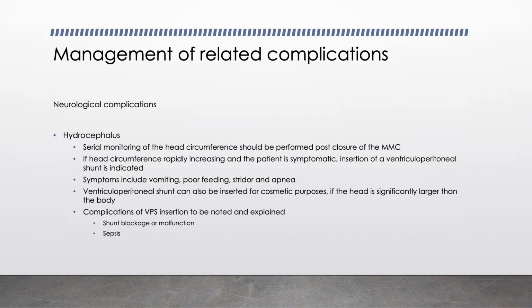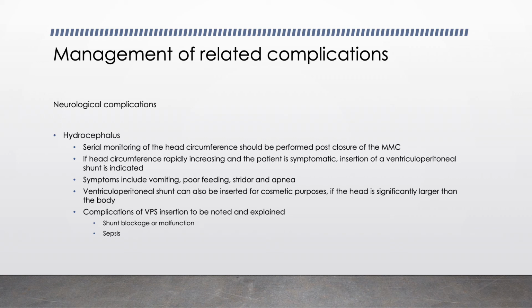Neurological complications include hydrocephalus. So serial monitoring of the head circumference should be performed post-closure of the MMC. If the head circumference is rapidly increasing and the patient is symptomatic, insertion of the ventricular peritoneal shunt is indicated. So these symptoms will include vomiting, poor feeding, stridor, apnea. And then VP shunt insertion can also be done for cosmetic purposes. Like if the head is significantly larger than the body, VP shunts can be inserted.